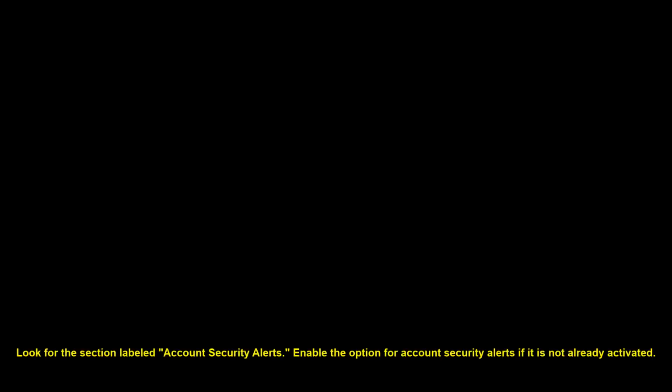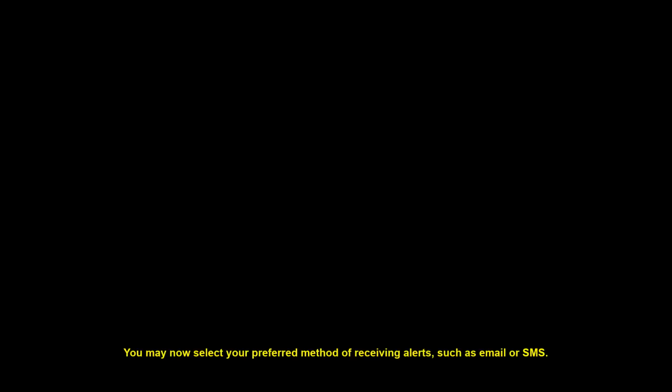Look for the section labeled Account Security Alerts. Enable the option for account security alerts if it is not already activated. You may now select your preferred method of receiving alerts, such as email or SMS. Make sure your contact information is accurate and up to date for receiving alerts. After selecting your preferred notification method, save your changes.